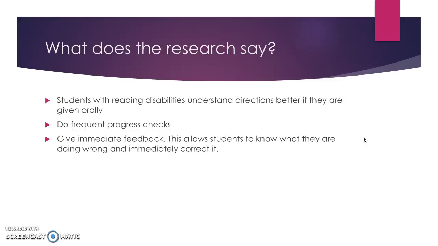So what does research say about teaching students with reading disabilities? So students with reading disabilities understand directions better if they are given orally, which is understandable because if they were to be reading the instructions on the paper, they may not comprehend, or something might get mixed up, misunderstanding what the directions actually say. It would also help if you do frequent progress checks with the child. If you give the child immediate feedback, this allows the student to know what they're doing wrong, and they can immediately correct it and continue to do it that corrected way.